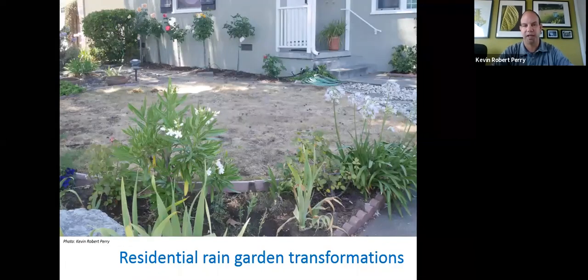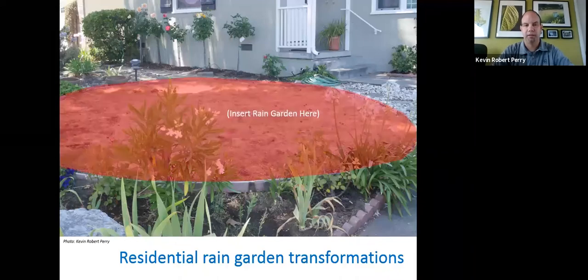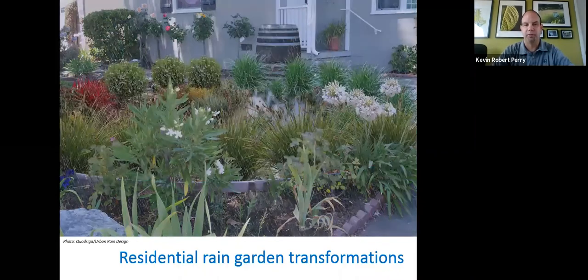Or perhaps this example here. Not only are we introducing a rain garden, but also maybe even a rain barrel to accept water first and capture that water for potential harvesting later on.